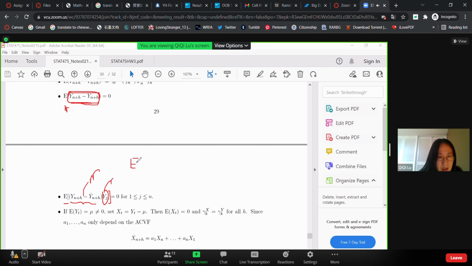So this expectation equals the expectation of x times the expectation of y if x, y are independent or uncorrelated. In this case, we know Yt has mean 0, so the expectation of the product is 0 here. So the forecast error and your observation are uncorrelated. Your data are uncorrelated with the forecast error.